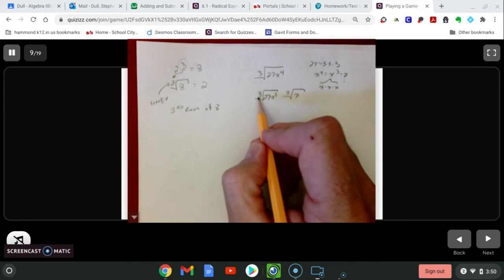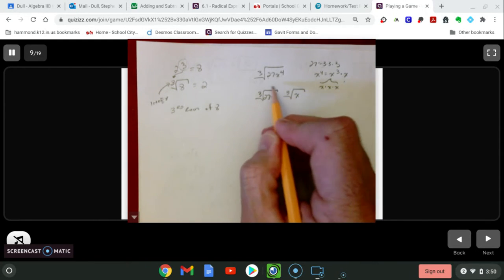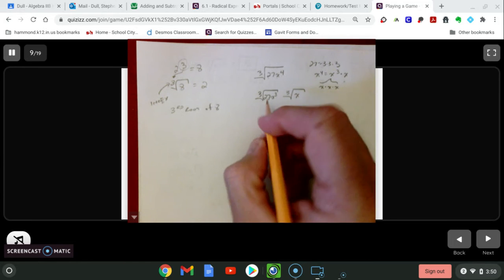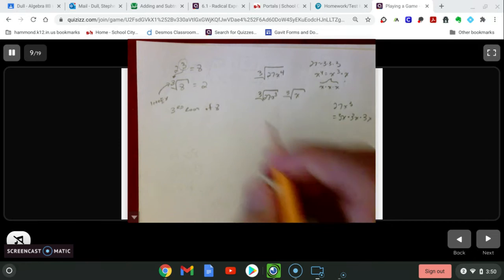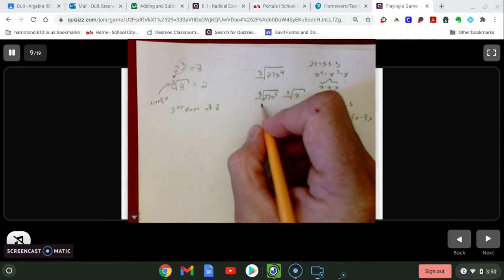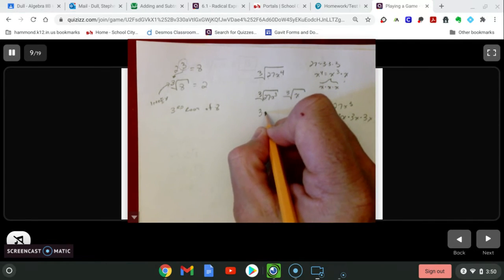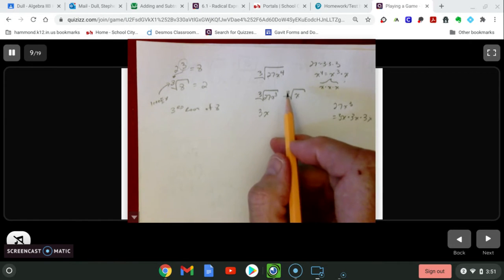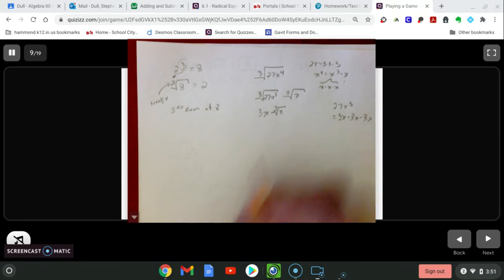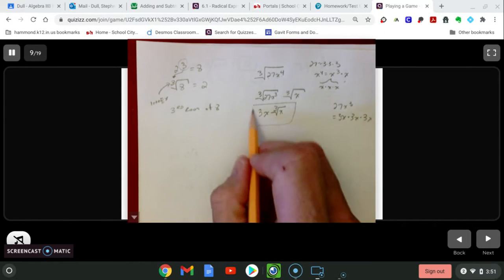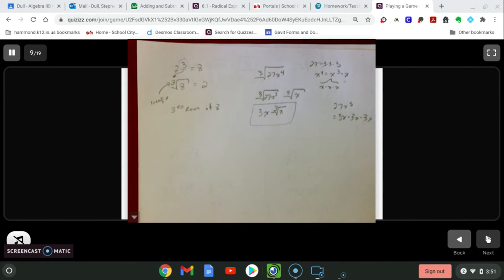Why would I want to do this? Because this is now the cube root of a perfect cube, right? 27x to the third is the same as saying 3x times 3x times 3x, right? So the cube root of 27x to the third is 3x. Then I have a third root of x, which I can't simplify any further. So this is how this would simplify down.